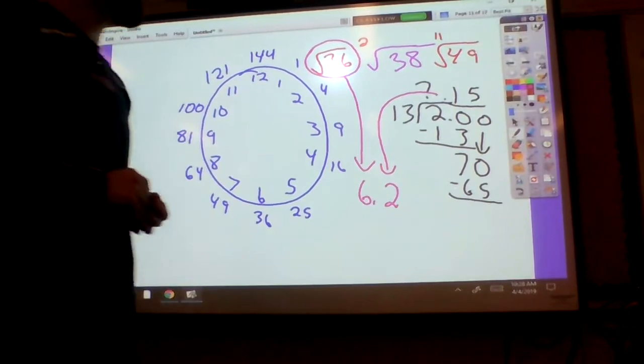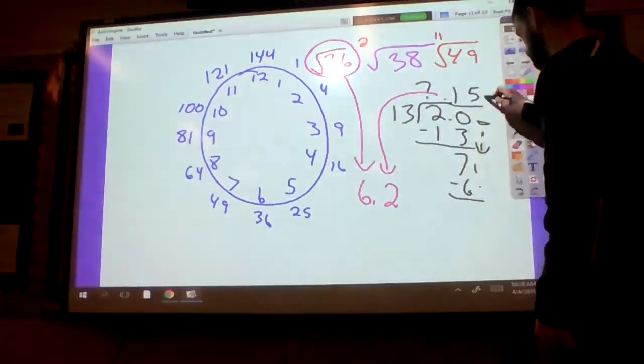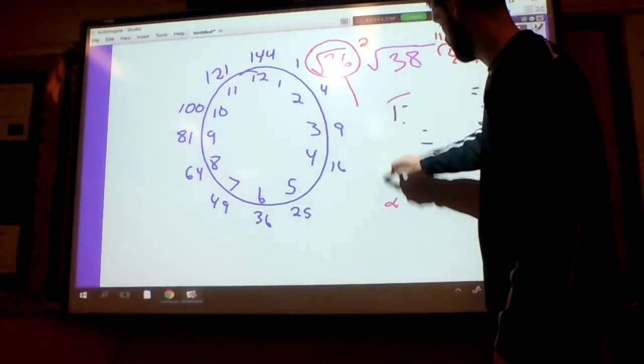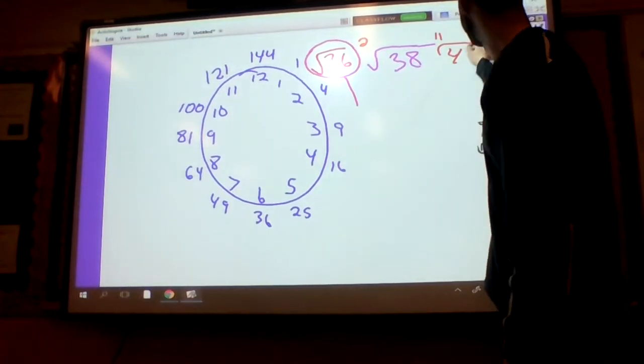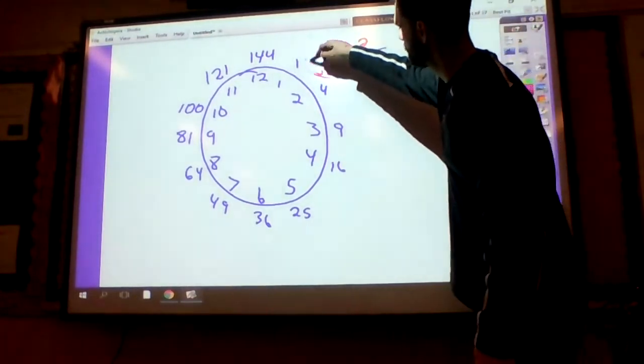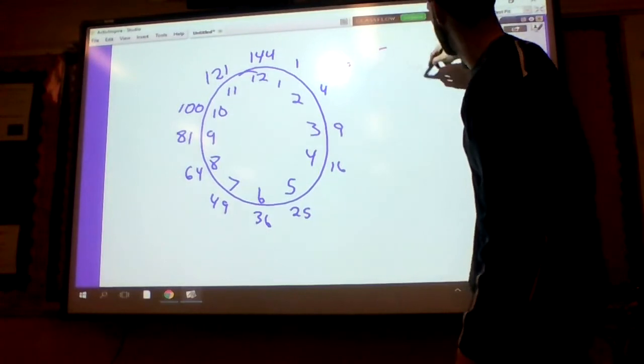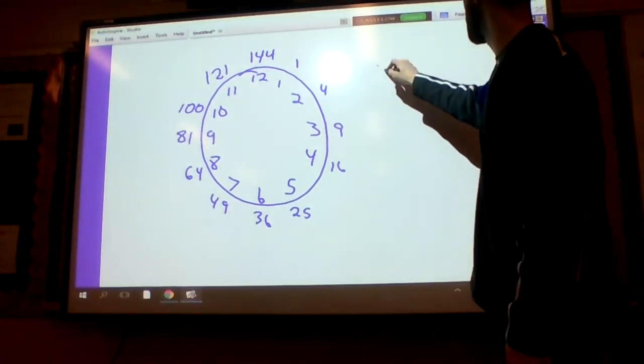All right, time for y'all to do one. I'll start you off with an easier one. Let's try the square root of 11.